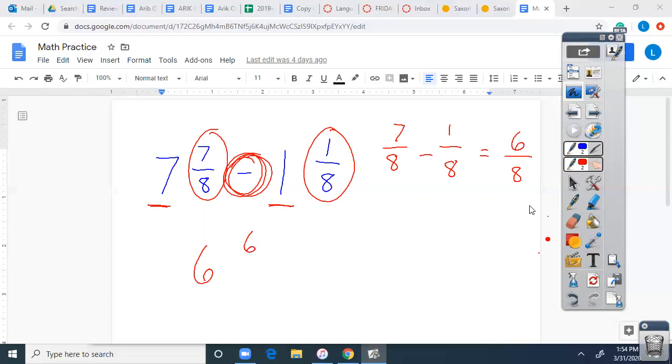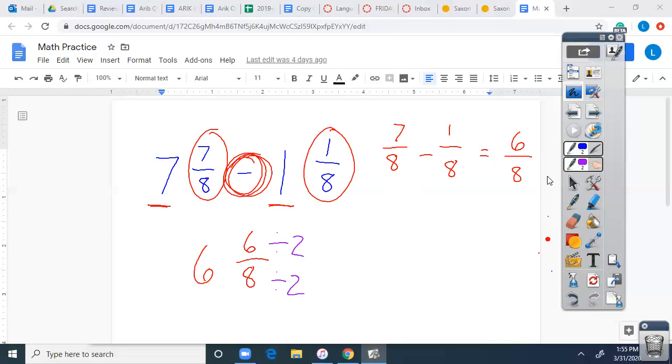Can we leave it like that? 6 and 6/8? 6/8, like we learned yesterday, can still be reduced. So what number can I divide 6 and 8 by that goes in evenly, no remainders? We don't want any remainders. If you said 2, you would be correct, but I can't hear you because you're at home.